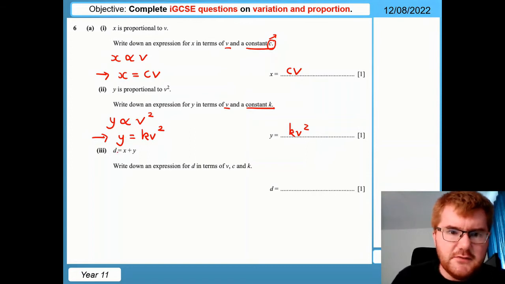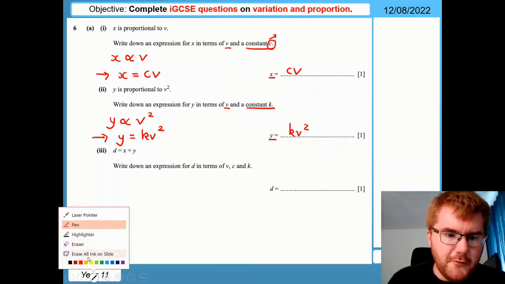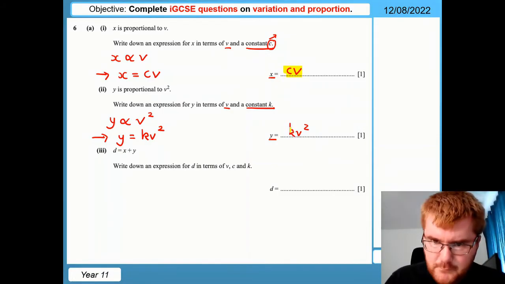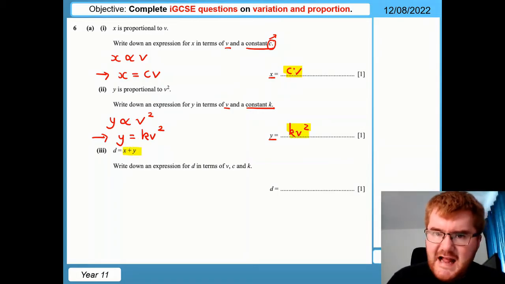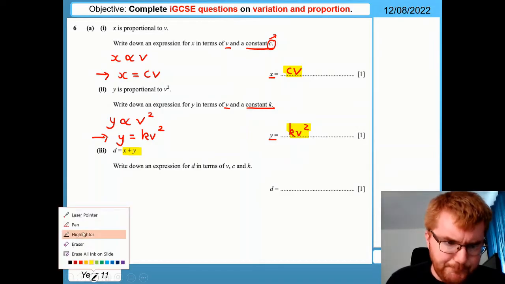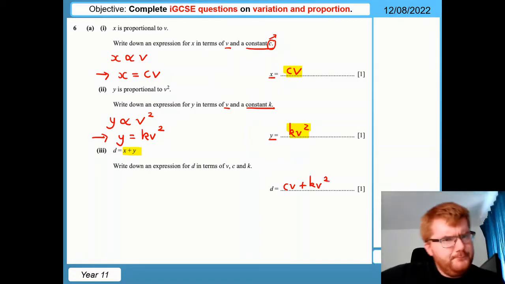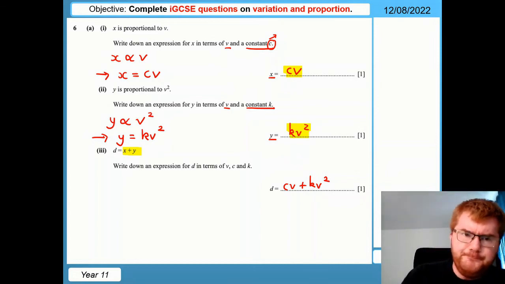Now d is equal to x plus y. Notice that refers to what we've done before. And now write down an expression for d in terms of v, c, and k. So we're using our two answers from before. Very typical for a paper 4 question. We know x is equal to this. We know y is equal to this. And because d is equal to x plus y, we just add these two highlighted things together. So we just add together cv and kv squared, like so. Slightly strange question, and it's going to get a little bit stranger on the next slide as well.